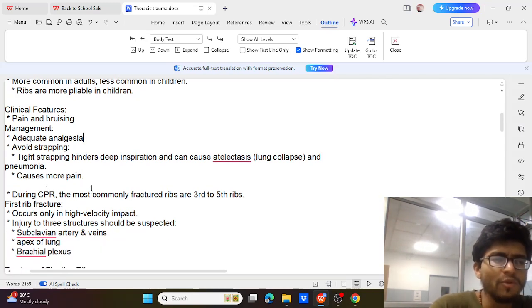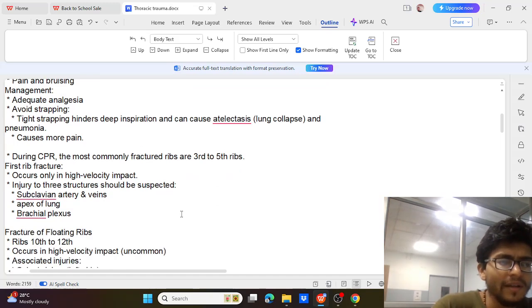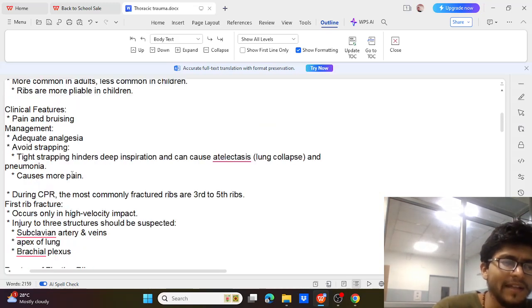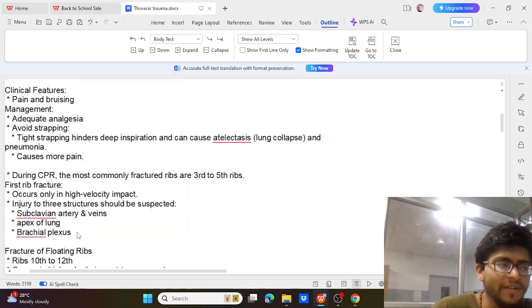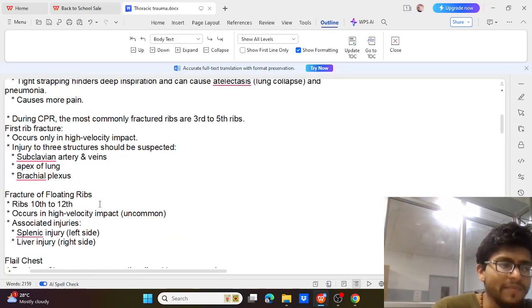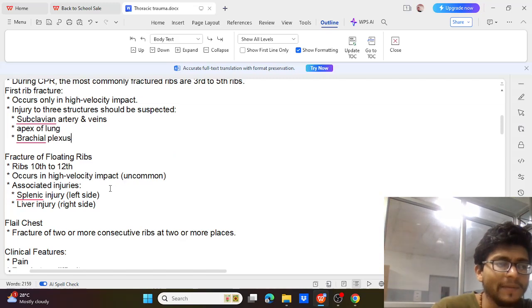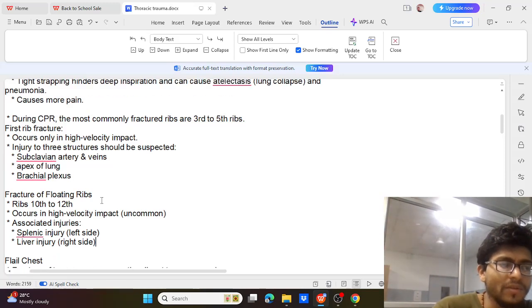In case of CPR, the most commonly fractured ribs are the 3rd to 5th ribs, and the first rib is fractured only in cases of high velocity impact, like a very high velocity vehicle crash, RTA. If the first rib is fractured, what injuries can we see? Subclavian vessel injury, injury to the apex of the lung and the brachial plexus. Then fracture of floating ribs can occur in high velocity impact injuries and can be associated with splenic and liver injuries. So this was all about rib fracture.